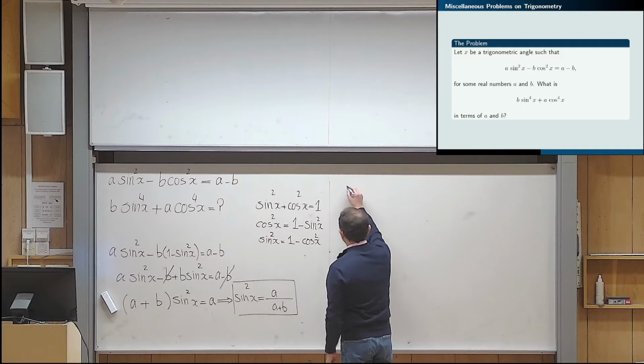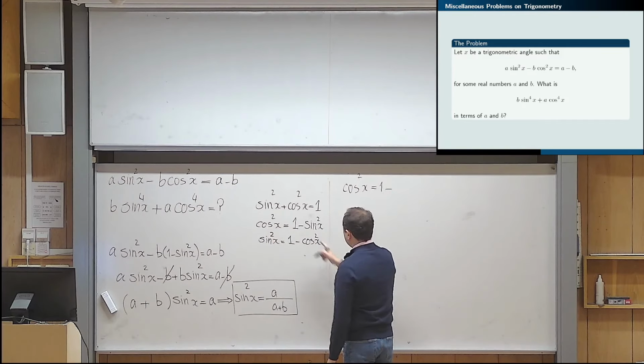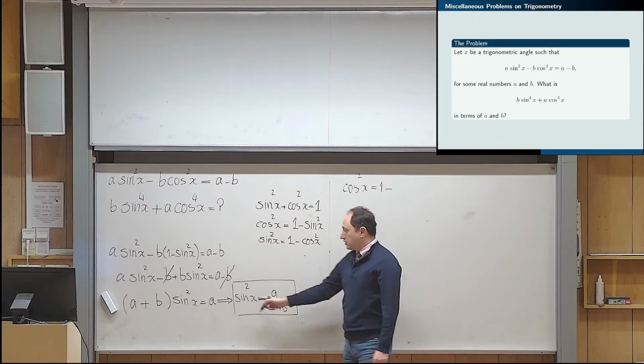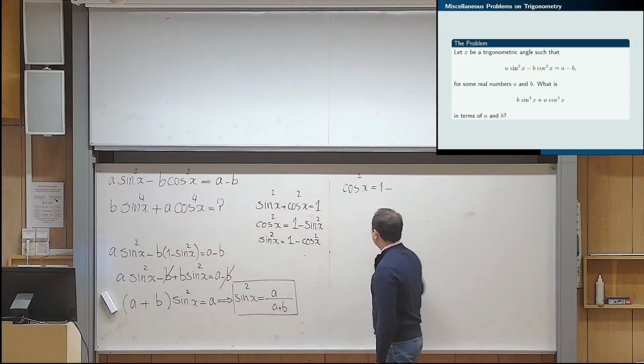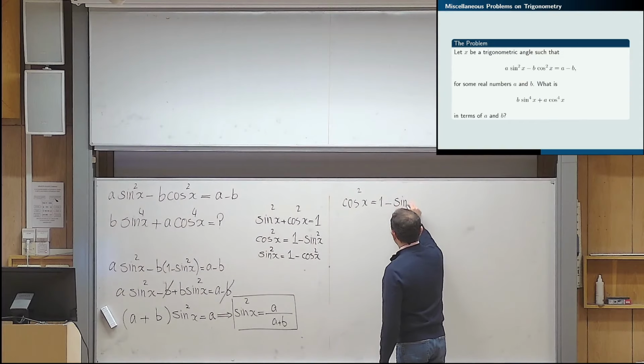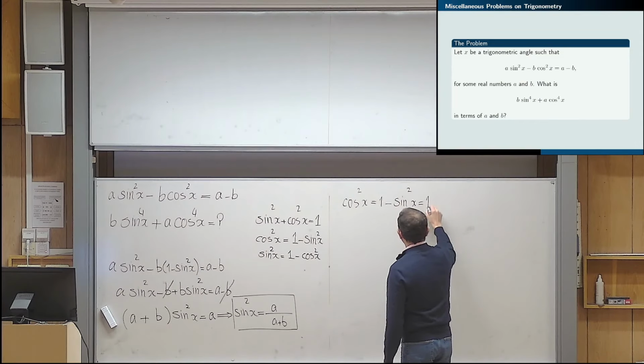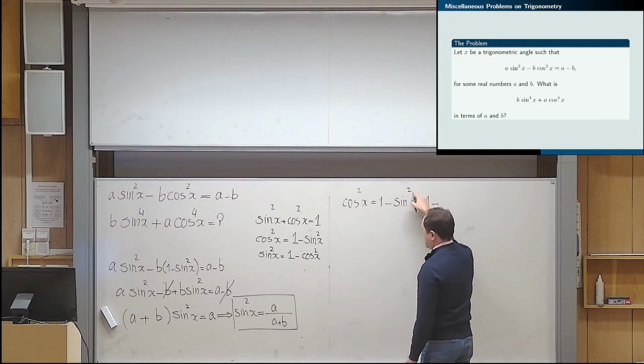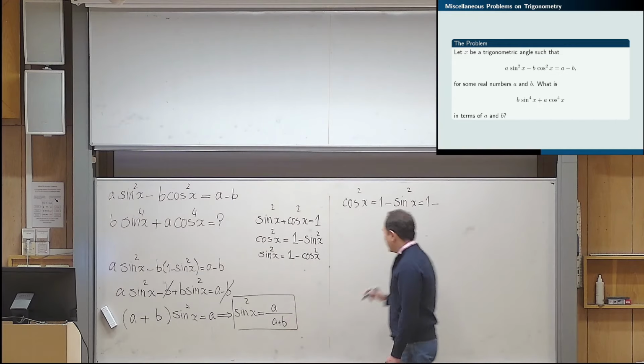How? I would say that cosine x squared is 1 minus sine x squared. But I just got what sine x squared is, so I replace it here. This becomes 1 minus, instead of sine x squared, I write a over a plus b.